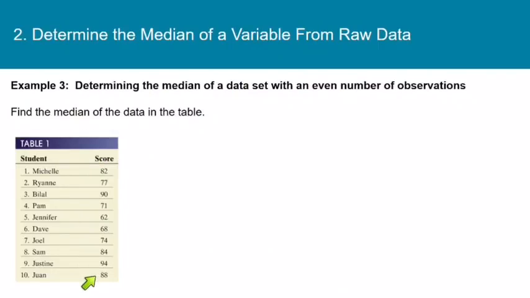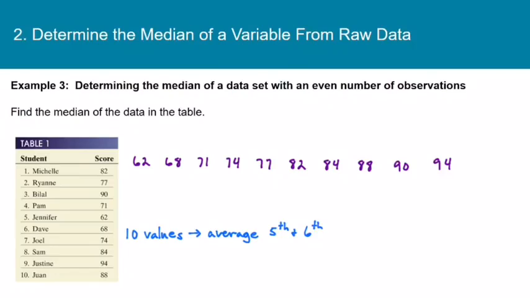Now this data set has 10 values, so our method is going to change a little bit. Again, let's start by putting all of the numbers in order from smallest to largest. And now you can see that there's not one value that's in the center of the data. If we took 77, you can see that couldn't be the median because there are 4 numbers less and 5 numbers more than 77. So since we have an even number of values, we will average the 2 middle values, the 77 and the 82.